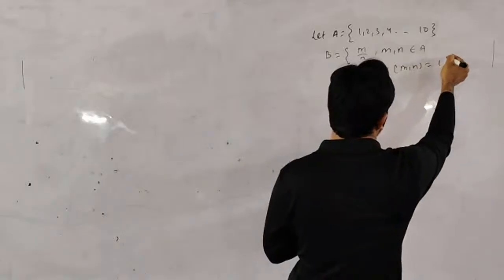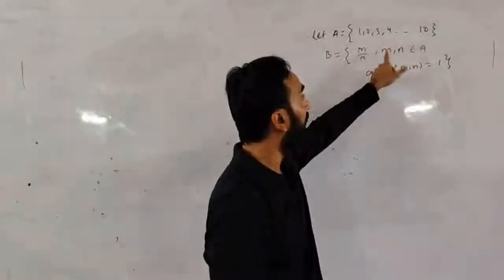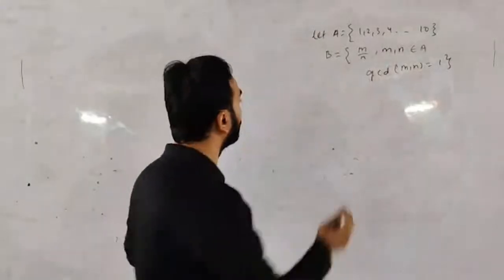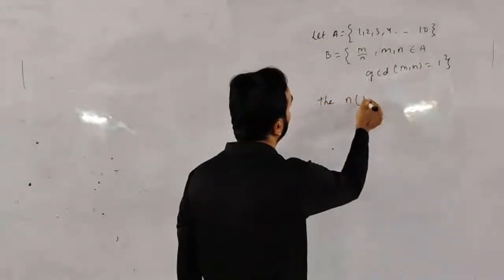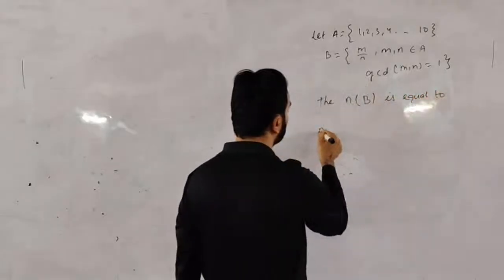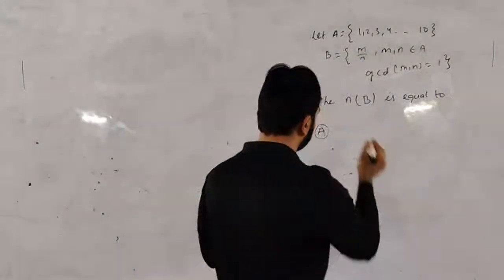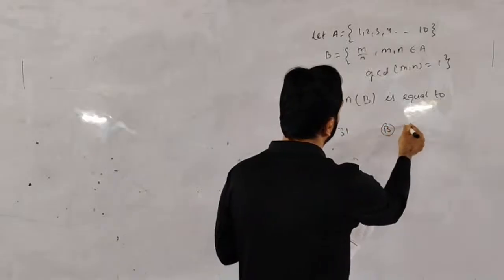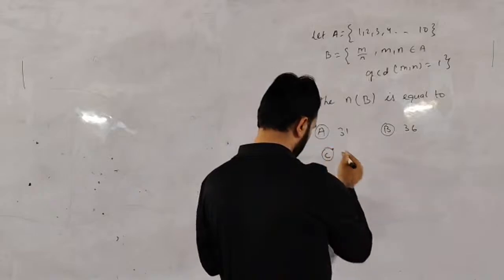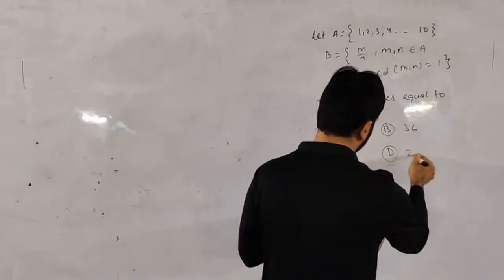So whatever elements we are choosing, we have to take care that the greatest common divisor of m and n should be equal to 1. Next, the number of elements in B is equal to, and the options given are 31, 36, 37 and 29. Okay, so this is the question.